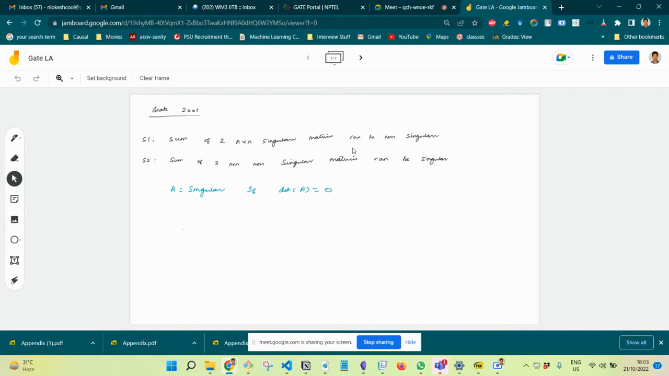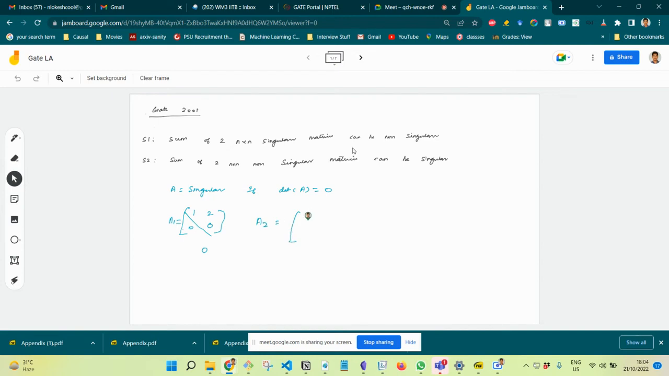Now, if you start with two n cross n singular matrices, that is, the determinant is 0, can the sum be non-singular? To verify the truthfulness of this statement, I just need to construct two matrices. Let me construct two upper triangular matrices. Let's assume we have this matrix A1 as 1, 0, 0, 2. In the last class we saw a property that for an upper triangular matrix, the determinant is nothing but the product of entries along the leading diagonal. This matrix A1 has determinant 0.